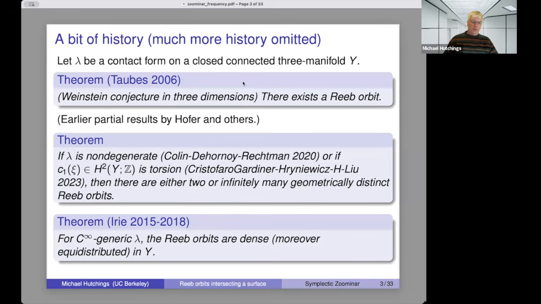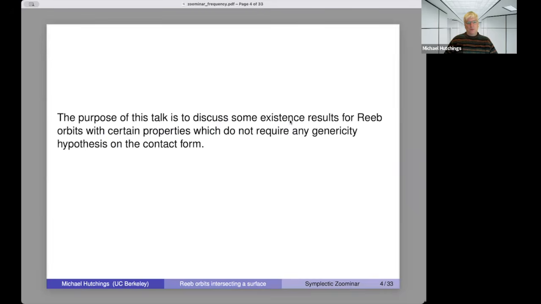And Irie proved that generically, not only are there infinitely many Reeb orbits, but they're actually dense in Y. So for every point in Y, any small neighborhood has some Reeb orbit going through it. He further showed that generically, the Reeb orbits have a certain equidistribution property. I'll say later what it says exactly.